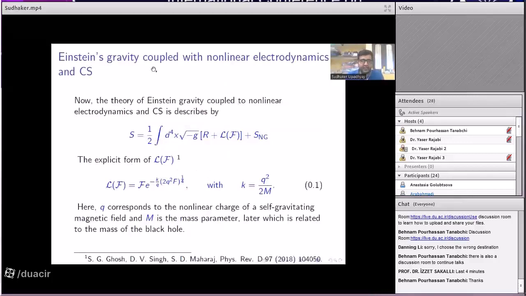Okay, so now we move to a complete action for our theory. So here what you see, this theory has Einstein gravity described by this Ricci scalar, and this curly L_F is basically the Lagrangian corresponding to the nonlinear electrodynamics, and this is the Nambu-Goto action that corresponds to the cloud of strings.